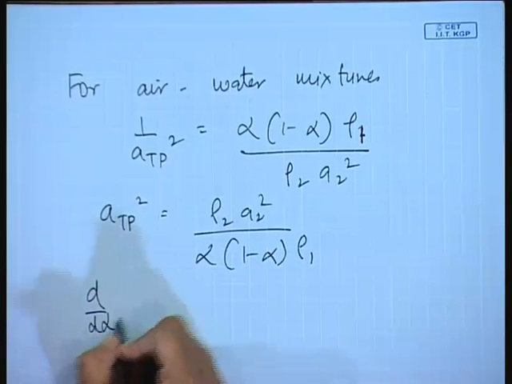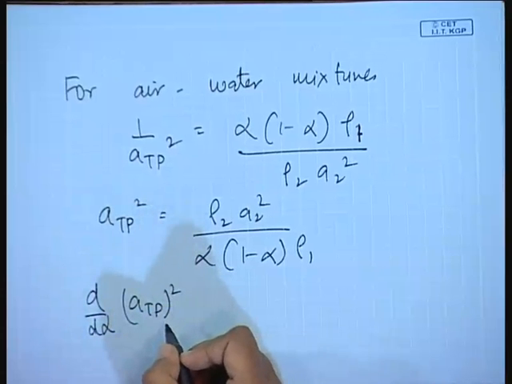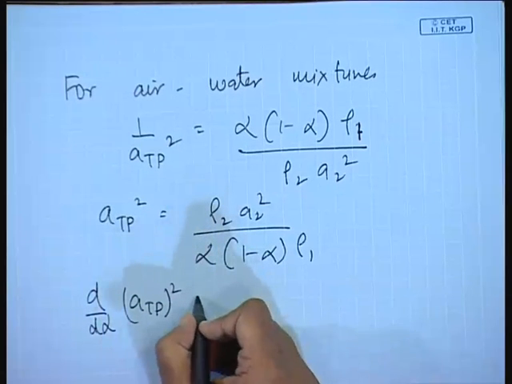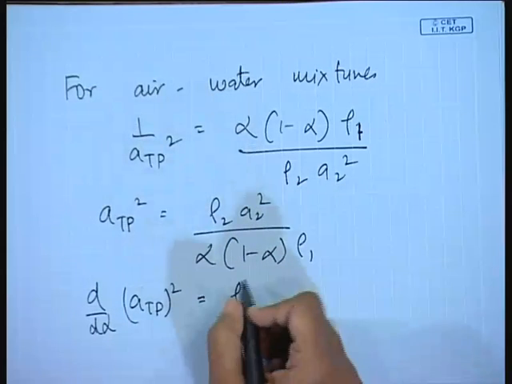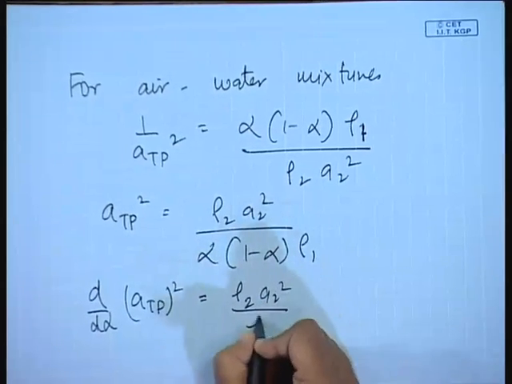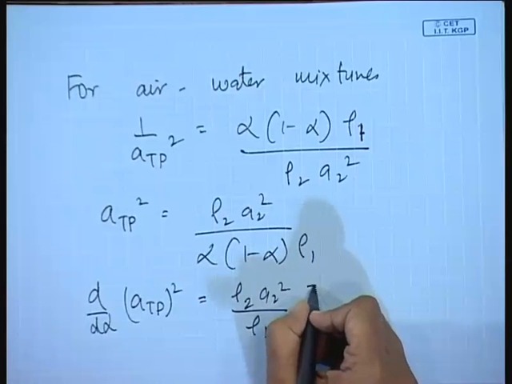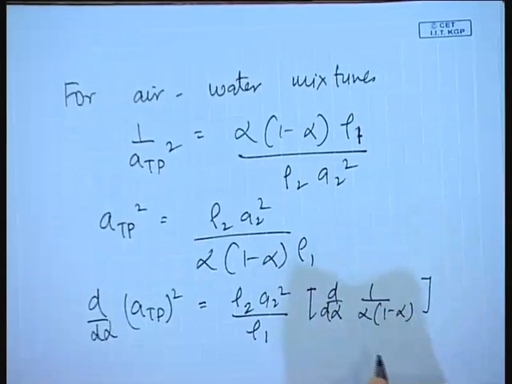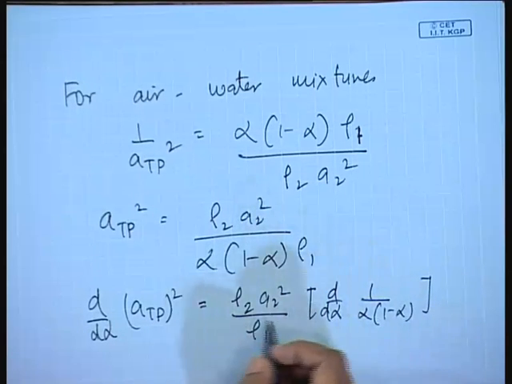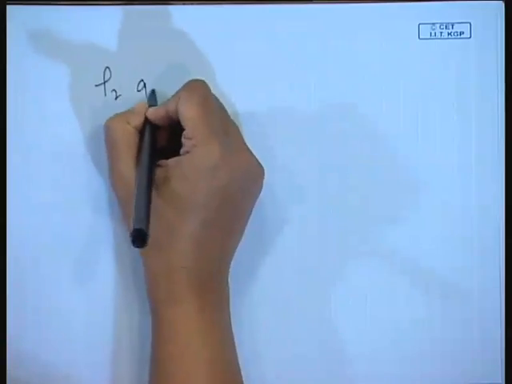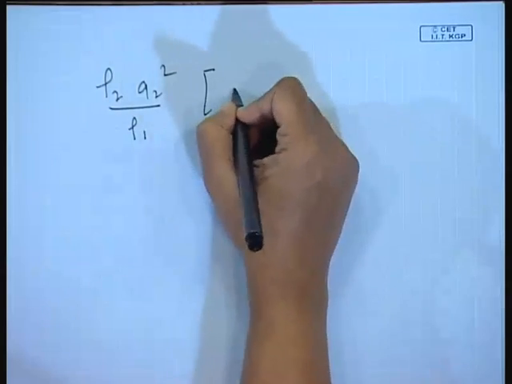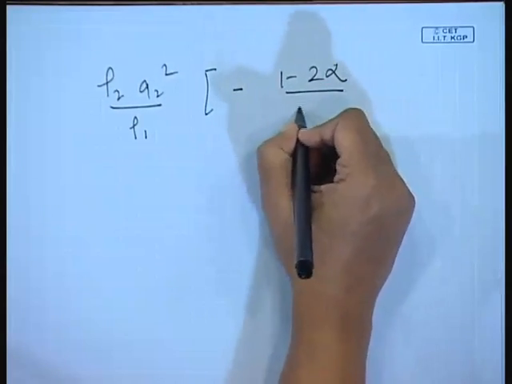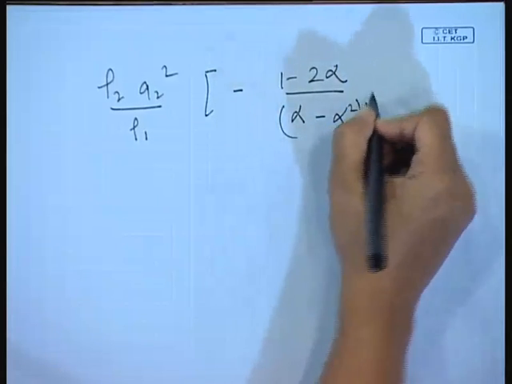And what is d alpha, d ATP square d alpha? Now, this we know, this will be equal to, if we differentiate it, rho 2 A 2 square by rho 1. You can perform the differentiation and find for yourself, it is just d d alpha of 1 by alpha into 1 minus alpha, because A 2, A 1, rho 1, rho 2, all of those are constants. So, therefore, this gives us rho 2 A 2 square by rho 1 times 1 minus 2 alpha by alpha minus alpha square, whole square.